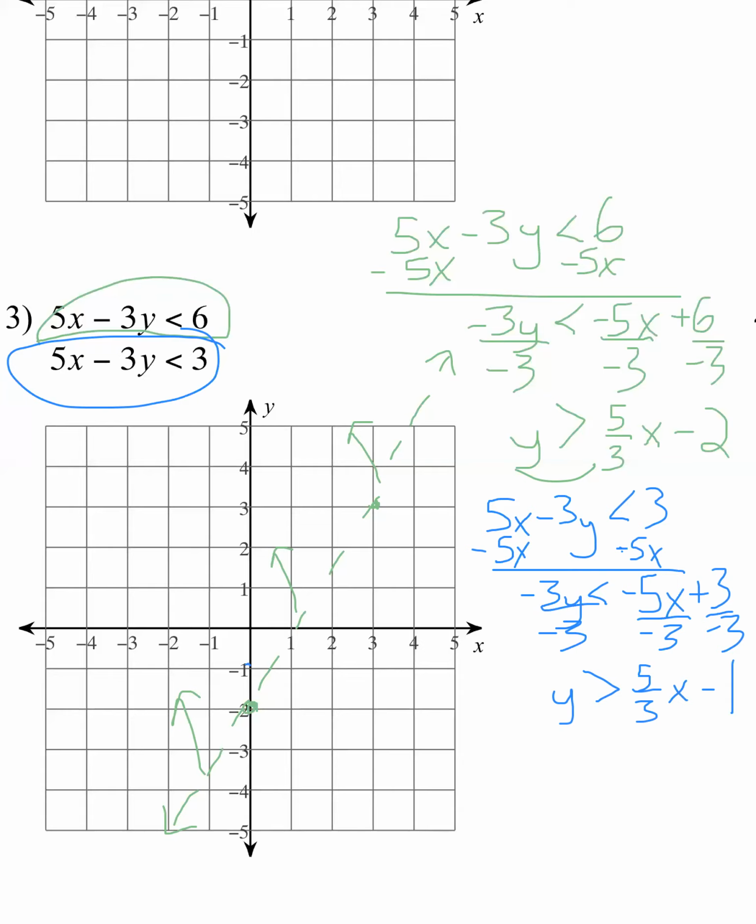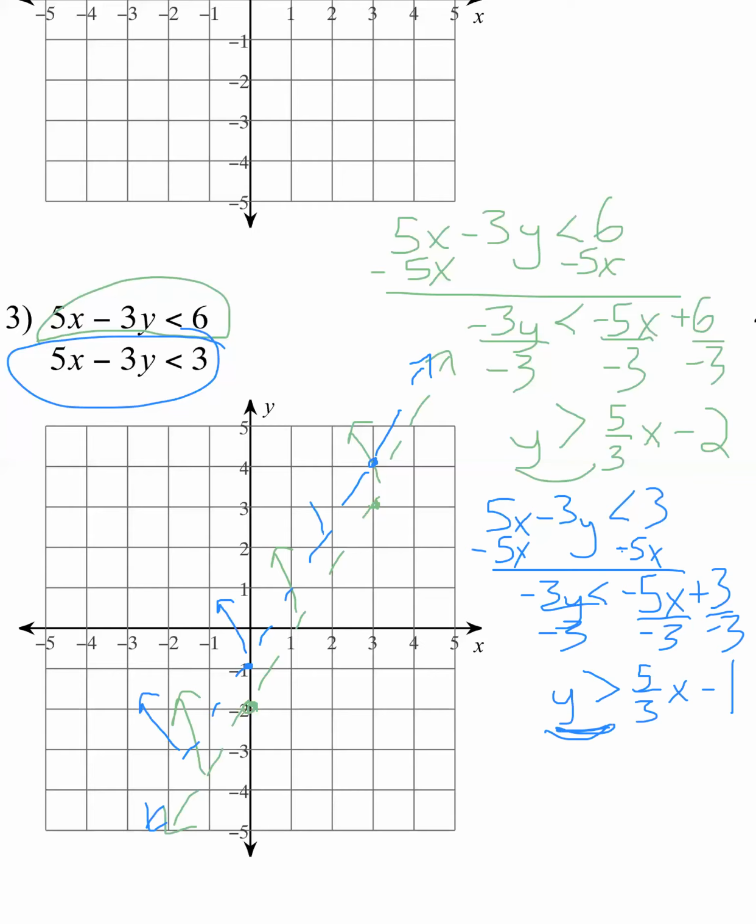So this one starts at negative 1, and it also goes up 5/3. This one also has a dotted line. Okay, so let's see if I can do this. Oh gosh, that wasn't so good. Hold on. All right, there we go. So, oh wait, and I want to be above that. Y is greater than, so I want to be above the blue line.